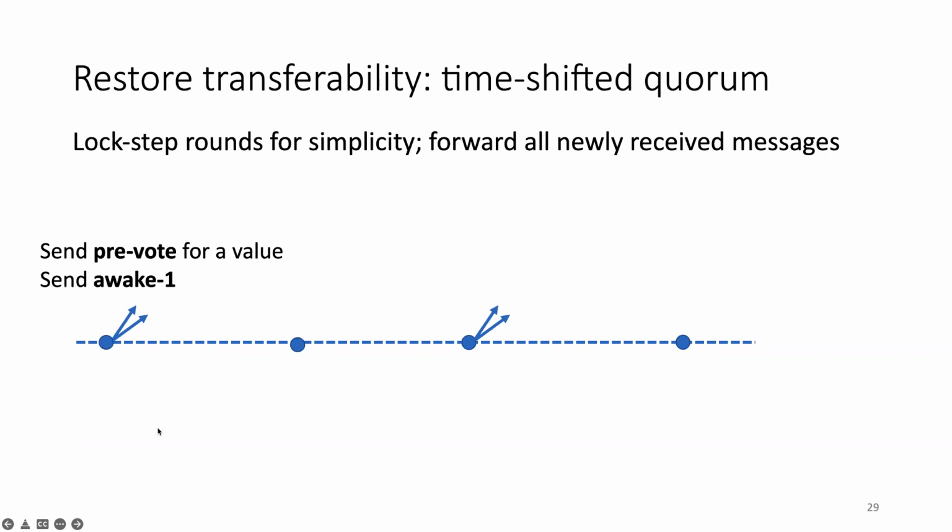All right, so first step, everybody will send awake 1 message announcing that I am awake. Also, everybody will send a pre-vote message for a certain value. In the second round, they will forward all the messages they received in round one, and also they will count how many pre-votes they got. I'll record that count as V1. That is a V1 per node; everybody has a different V1.